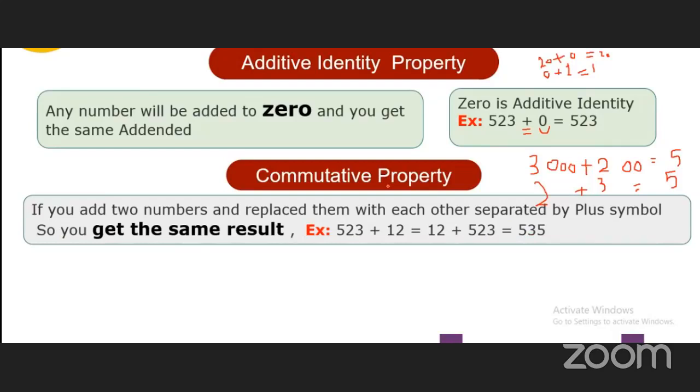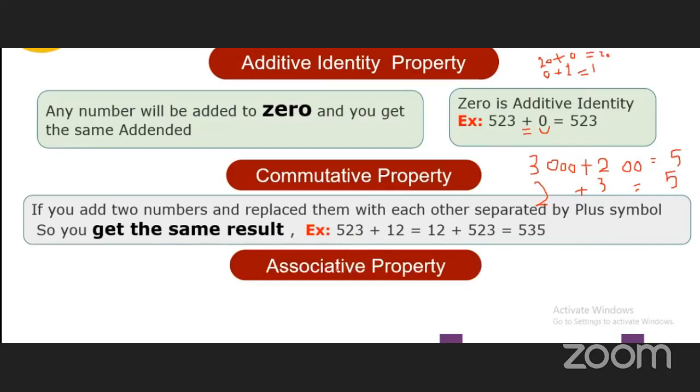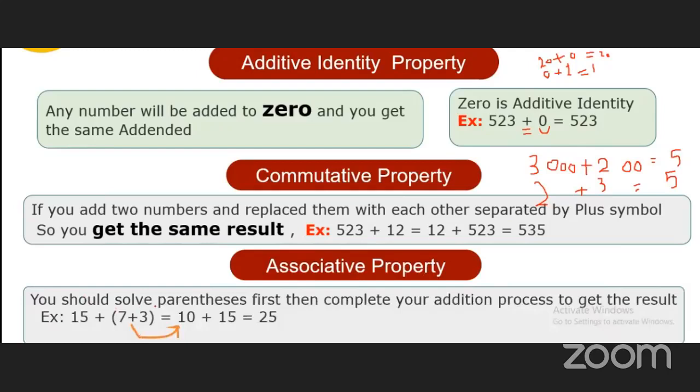The third property, associative, or associative, both of them are right. Associative property. What is the meaning of associative property? Look, here you should solve parentheses first. What is the meaning of parentheses first? Here, this is a bracket, and you make 7 plus 3 between brackets. So this is called parentheses. So you should get the result of, or solve, parentheses first. To get the result, it will be 10.